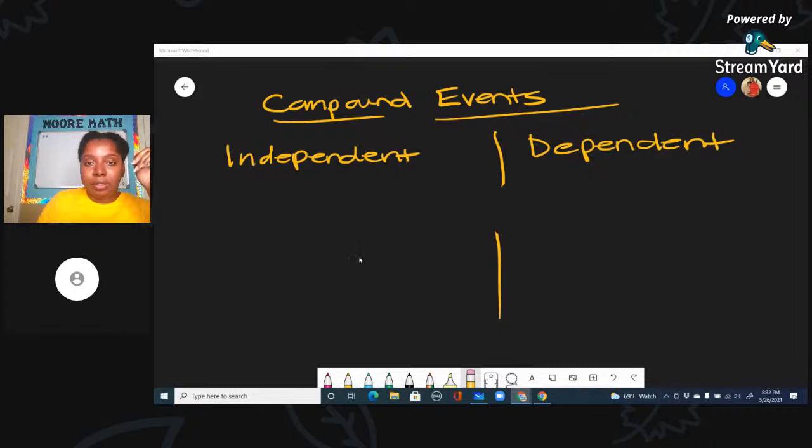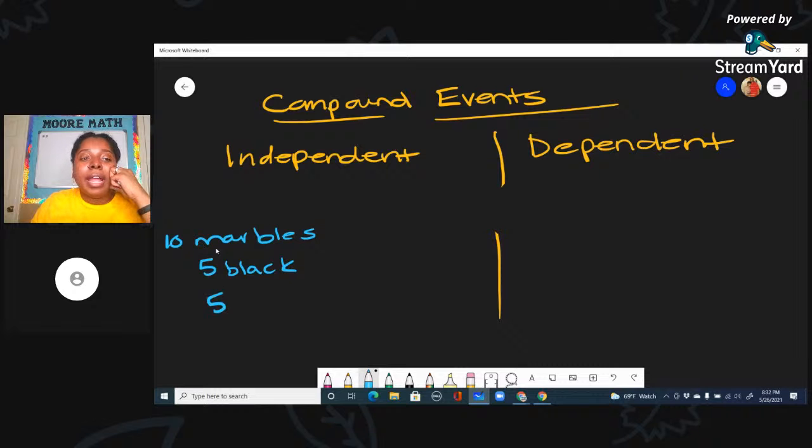So let me just write this down. Okay, so there's 10 marbles, 5 black, 5 red. All right, I take out a black marble, and then I put it back in the bag, and I take out another black marble. Would this be an independent event or a dependent event?